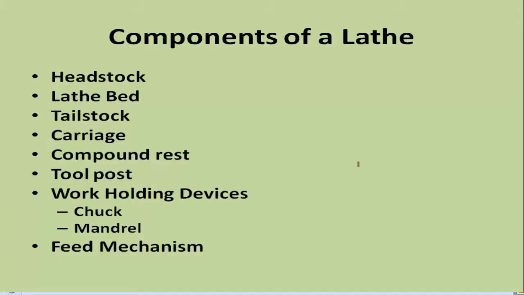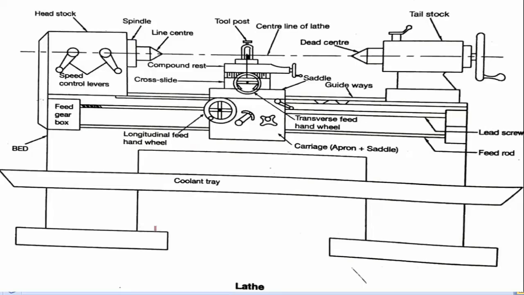Before seeing the working of the lathe machine, let us have a very small clarification related to the components of lathe. So lathe consists of so many components, but I am going to focus only on a few very important components, and they are headstock, lathe bed, tailstock, carriage, compound rest, tool post, and then we will have some work holding devices also, namely chuck and mandrel. Then we will also have feed mechanism.